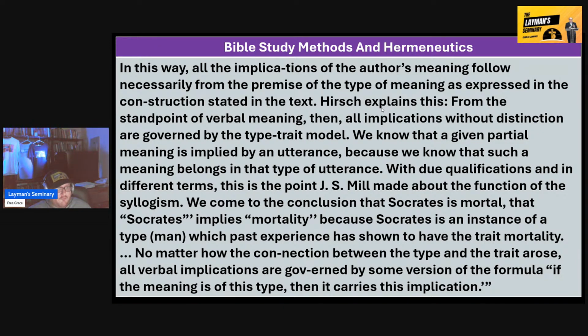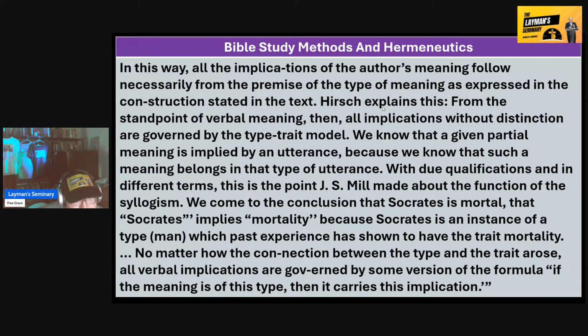Hirsch explains this. "From the standpoint of verbal meaning, then, all implications without distinction are governed by the trait type model. We know that a given partial meaning is implied by an utterance, because we know that such a meaning belongs in that type of utterance." With due qualifications and in different terms, this is the point J.S. Mill made about the function of the syllogism. We come to the conclusion that Socrates is mortal, that Socrates implies mortality, because Socrates is an instance of a type, man, which past experience has shown to have the trait mortality.